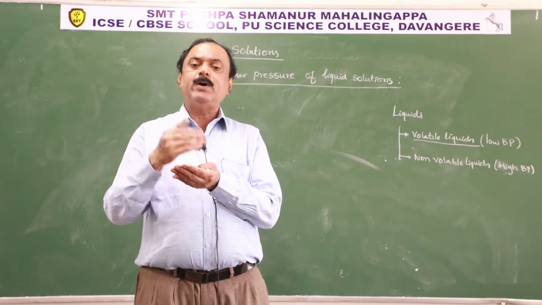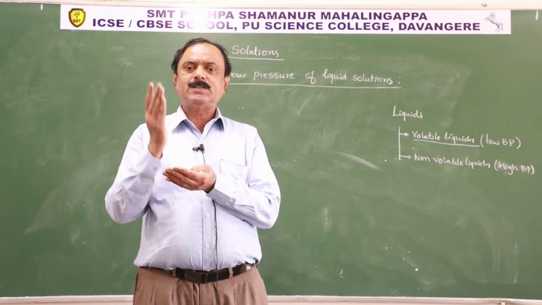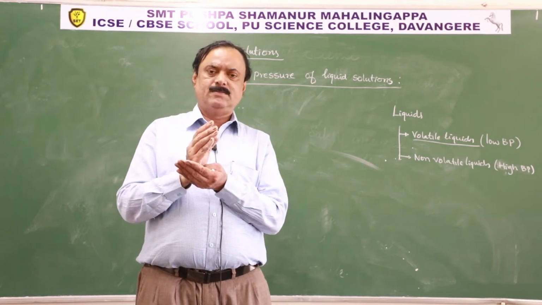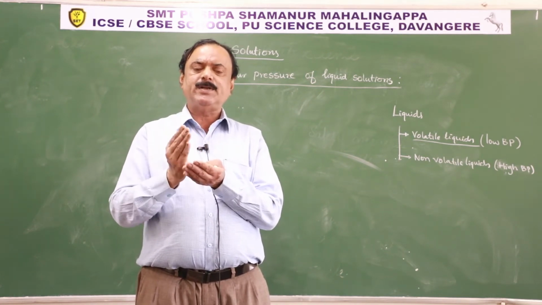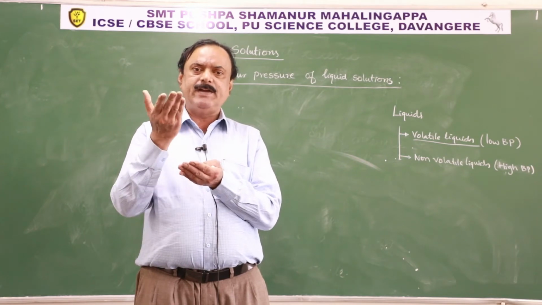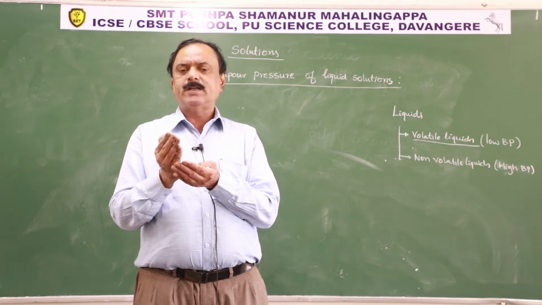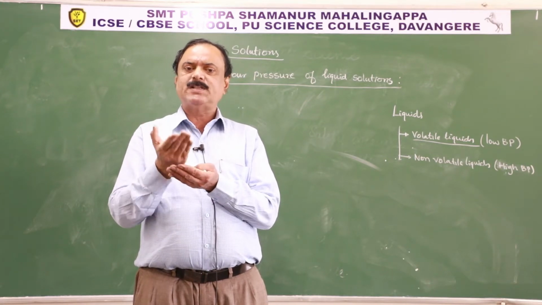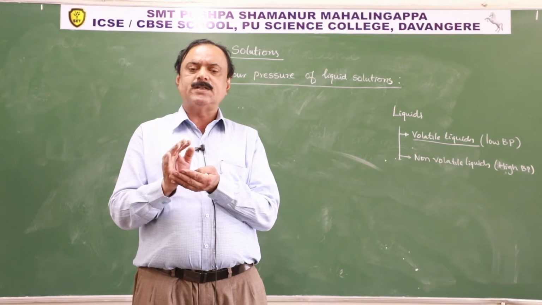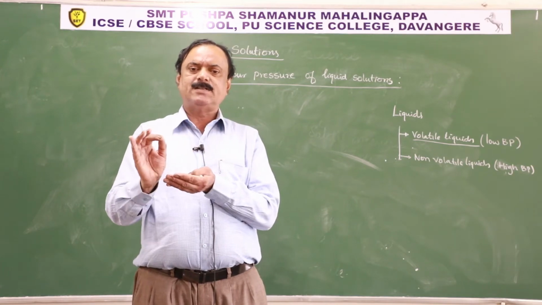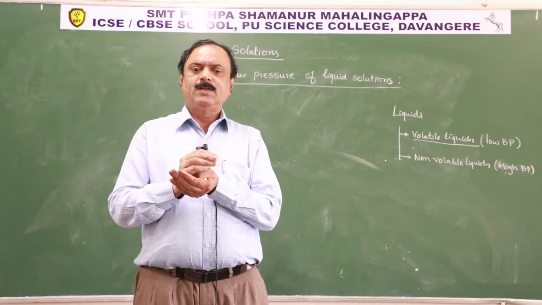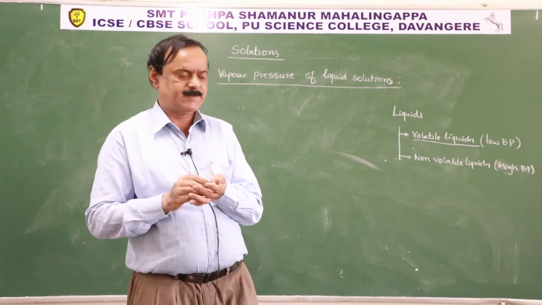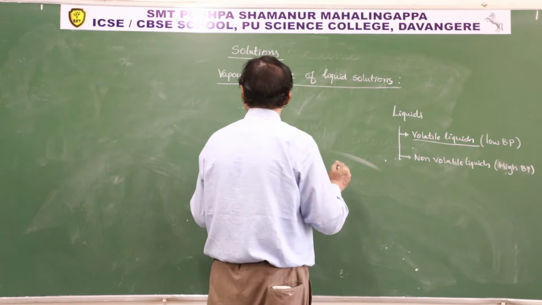Whereas high boiling point liquids, for example water and benzene, undergo vaporization at high temperature, on elevating the temperature. Therefore, the boiling points of such liquids are very high. In general, low boiling point liquids are called volatile liquids and high boiling point liquids are called non-volatile liquids. Now, what do you mean by vapor pressure?